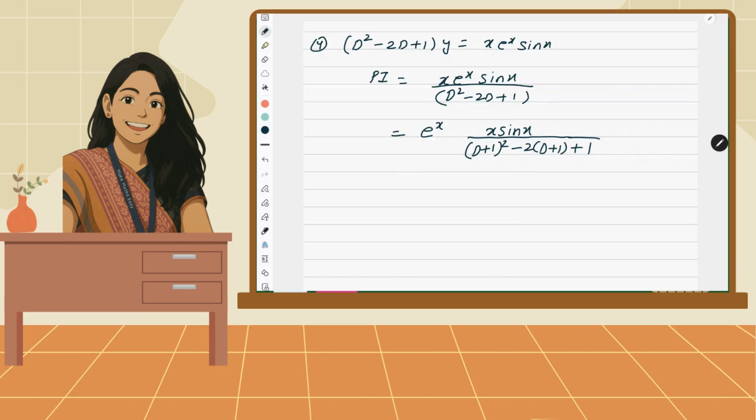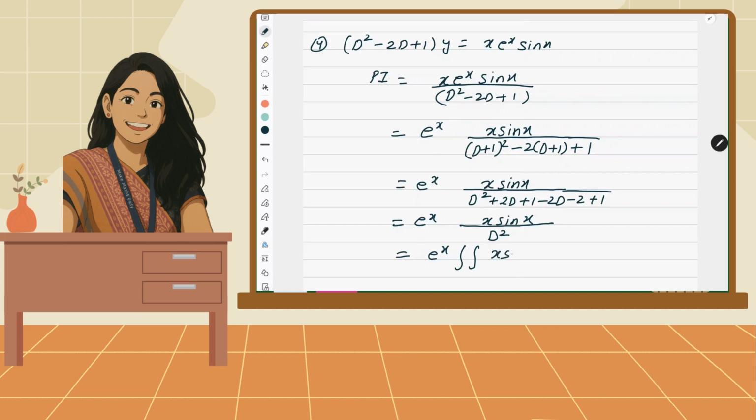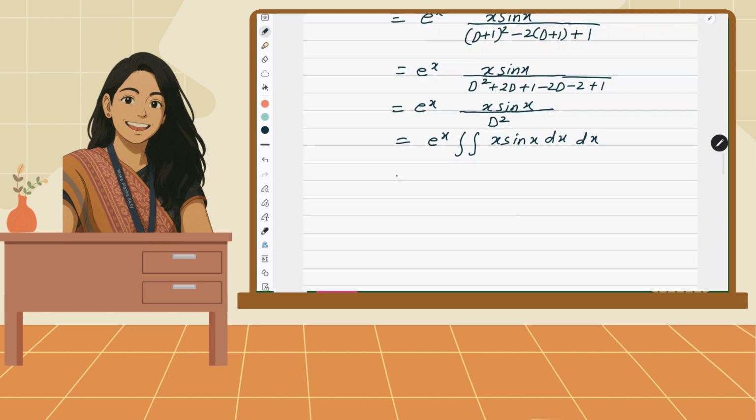Okay. So this will become e to the power x, x sin x upon D square plus 2D plus 1 minus 2D minus 2 plus 1. So this is e to the power x, x sin x upon D square. Correct? Remaining all are getting cancelled. So now it is e to the power x double integration x sin x dx dx. Correct? So this will be equal to e to the power x integral.